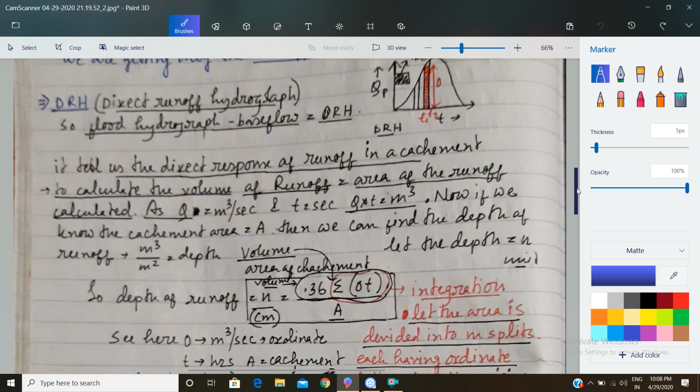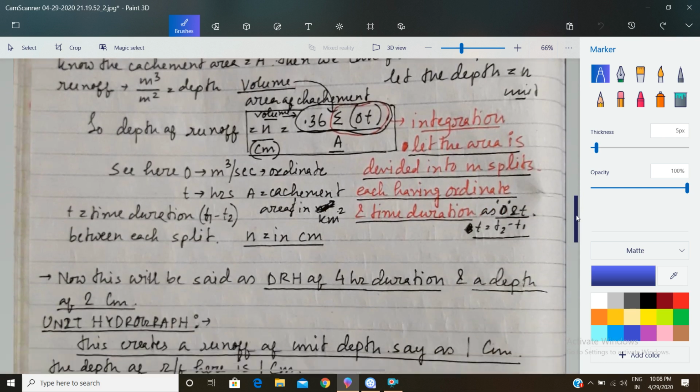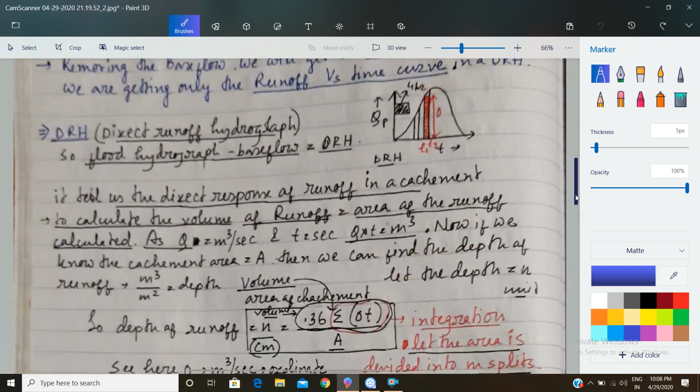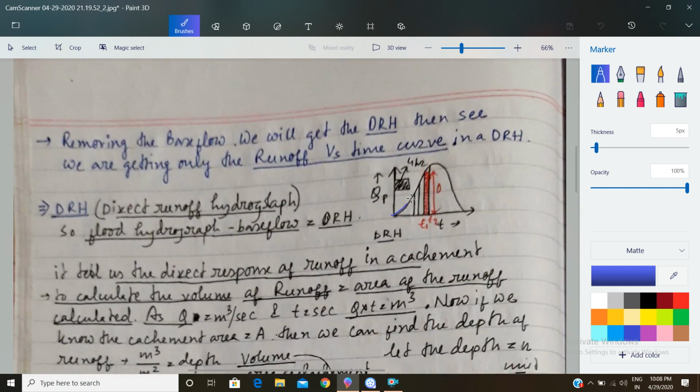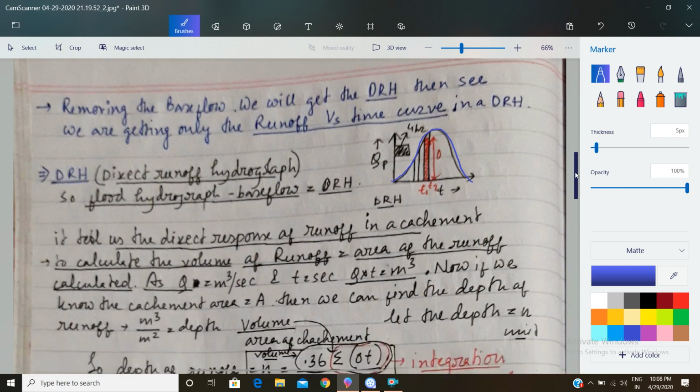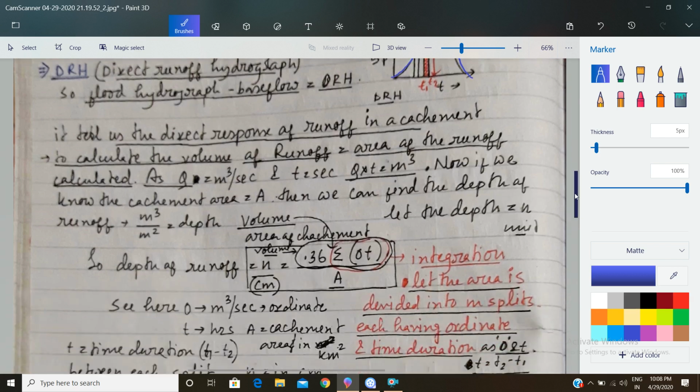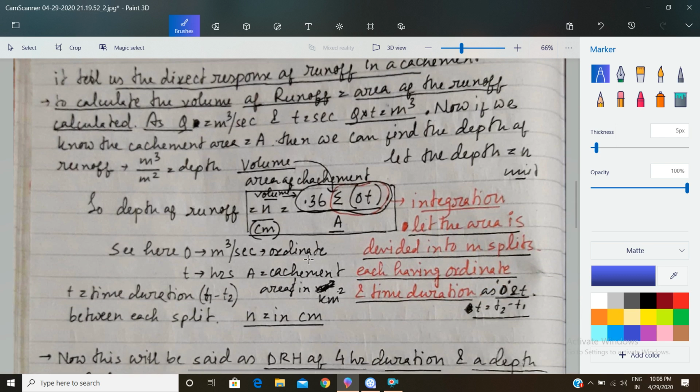Okay, you need to understand this. Now from here the concept of unit hydrograph comes. See what is written here: integration. Let the area be divided into m splits, each having an ordinate and time duration as this. It means we have to integrate this. If you have the equation of this unit hydrograph curve, then you integrate from 0 to time t. And if you want to calculate the area approximately, then you may take advantage of the trapezoidal rule or Simpson's rule, or something like this, whatever is stated in the question.